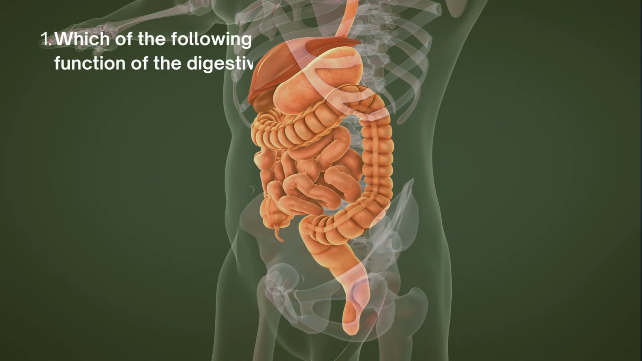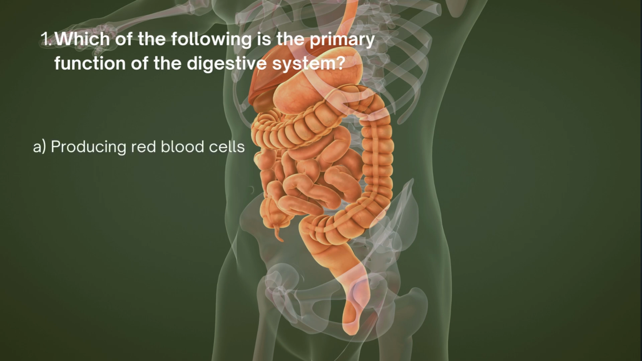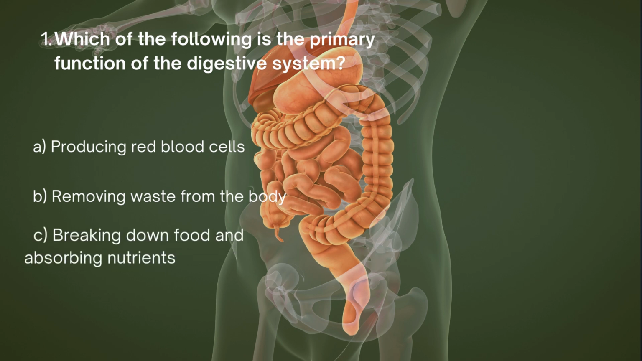Which of the following is the primary function of the digestive system? A. Producing red blood cells. B. Removing waste from the body. C. Breaking down food and absorbing nutrients. D. Regulating body temperature.